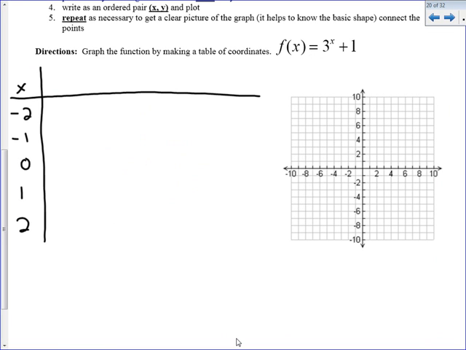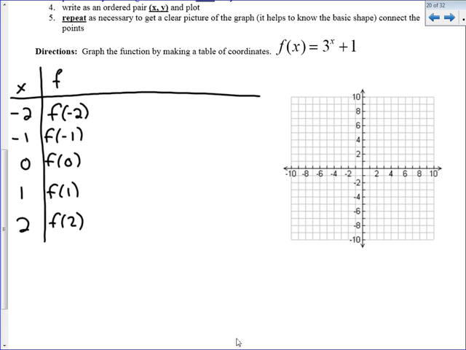Why do you hate it? I just don't like tables. Tables just get me confused. Well, then don't put it into a table. Do f of x. This is what I do in my table anyway. This is all we're doing over and over again. If you don't want to put it into a table, don't. I don't care.